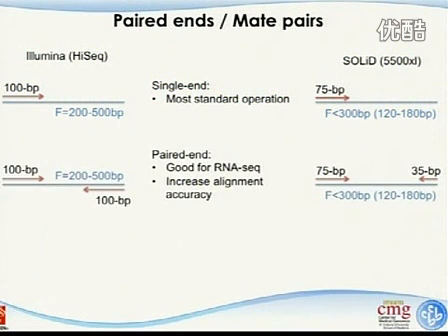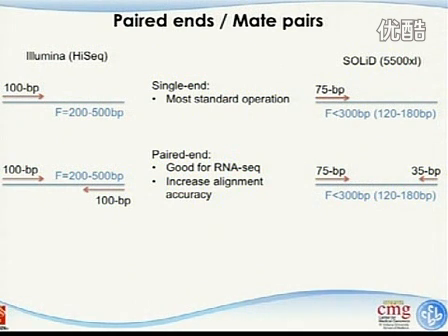Okay, and paired end is a different concept. So you can see that the fragment length is about 200 to 500 base pairs, still that much. And instead of sequencing one end, you sequence both ends. Okay, for 2 different platforms, they are different. So you can see this is 100 base pairs each, and this is 75 versus 35 base pairs each.